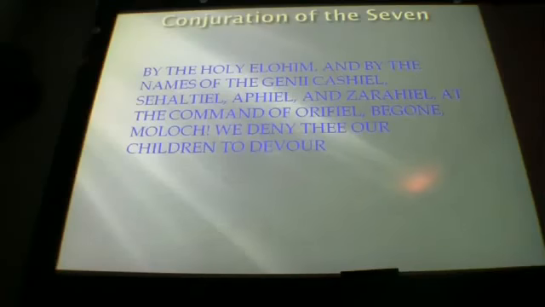So maybe we'll go on. I read this one, yeah. By the Holy Elohim, by the names of the Genie Kashiel, Saltiel, Aphael, and Zorahel, at the command of Raphael, begone Moloch, we deny thee our children to devour. This is the last line, I think, the last section.